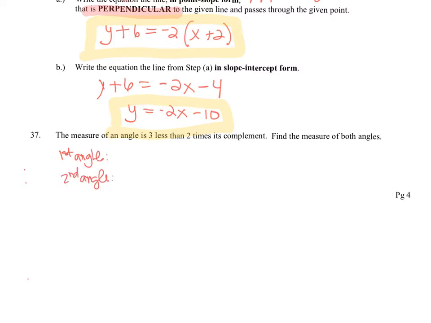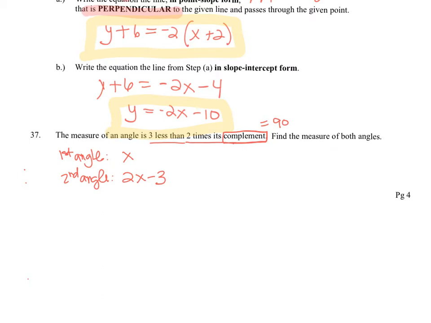I don't know their measures yet, but I do know that this key word, complementary, means that at some point I'm going to have them equal 90. The measure of an angle is 3 less than 2 times its complement. That tells me I'm adding two angles together and getting 90. I don't know anything about one angle, so I'm going to call it X. But I do know that the next angle is 2 times its complement and 3 less than it.